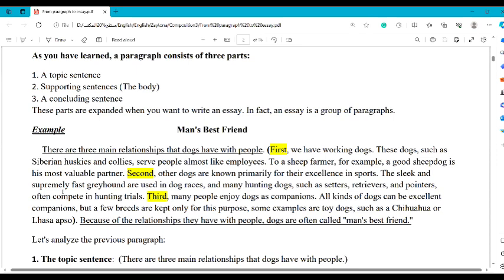Please, when you face any new vocab, write it in your notebook in order to expand your vocabulary bank. Please, let's have a paper and pen in order to write any notes or any new words. Supremely means very or extremely. The sleek and supremely fast greyhound, it's a type of dog also, are used in dog races. So they are good at running.